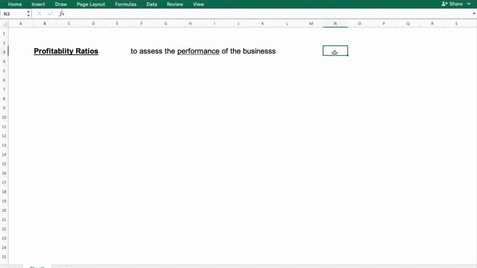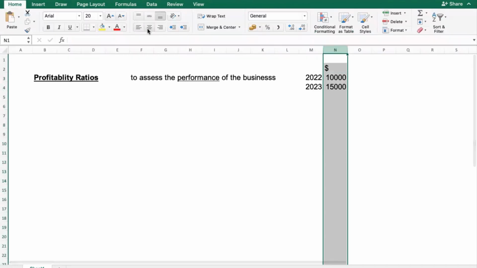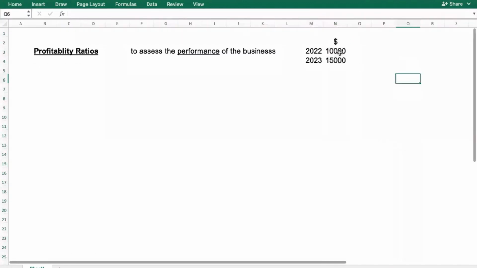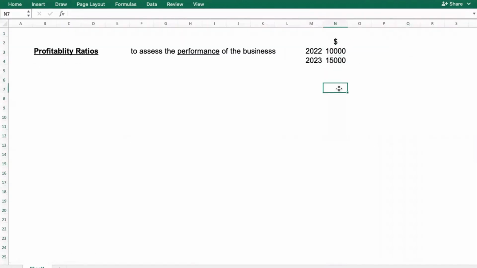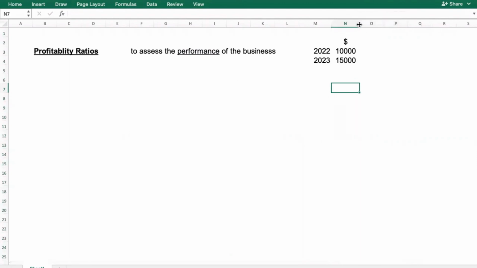Suppose last year, 2022, the business made a profit of $10,000, and this year, 2023, the business made a profit of $15,000. Tell me, is the performance of the business good or bad? It's good, because profit has increased. It means profit is the main criterion to assess the performance of the business. The more profit the business makes, the better it is performing.